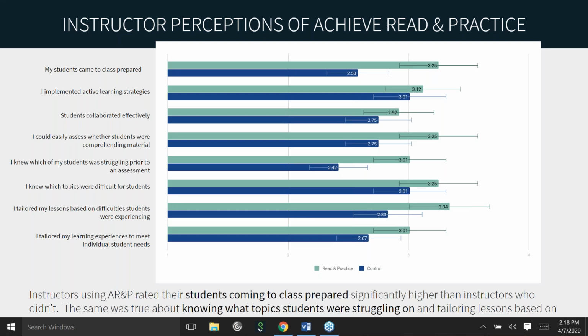You can see they did not rate that as highly in their control sections where Read and Practice wasn't being used. So the data that you see on this slide was really helpful to validate those assumptions that we had based on the generative learning science research that we had done when developing and optimizing Achieve.